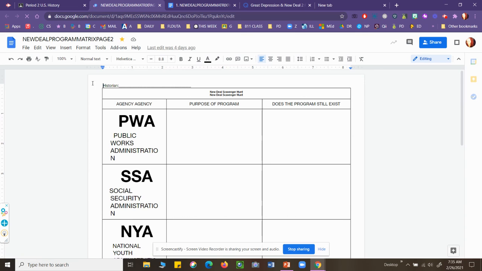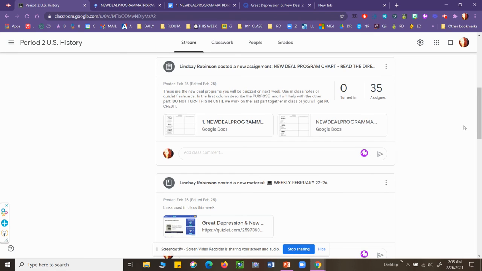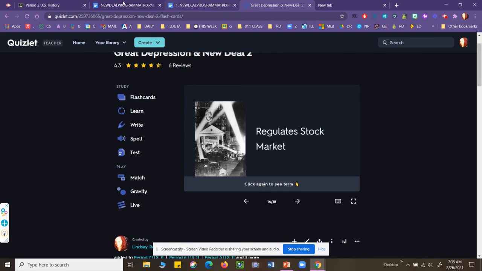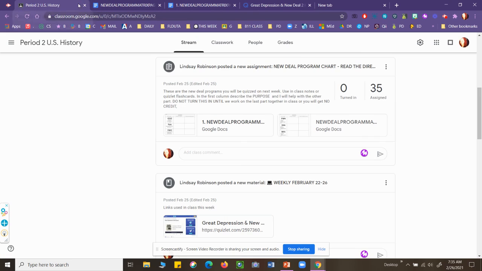On each one of these sheets, it says historian up here. This is something I do in class with stations, so that's why I have that. That's your name goes there. All right, so your job is to use that New Deal program chart, use the Quizlet flashcards, and or the glossary of the book to complete those New Deal program handouts, just the first column. Do not turn them in yet. Do not submit them. Do not turn them in yet.